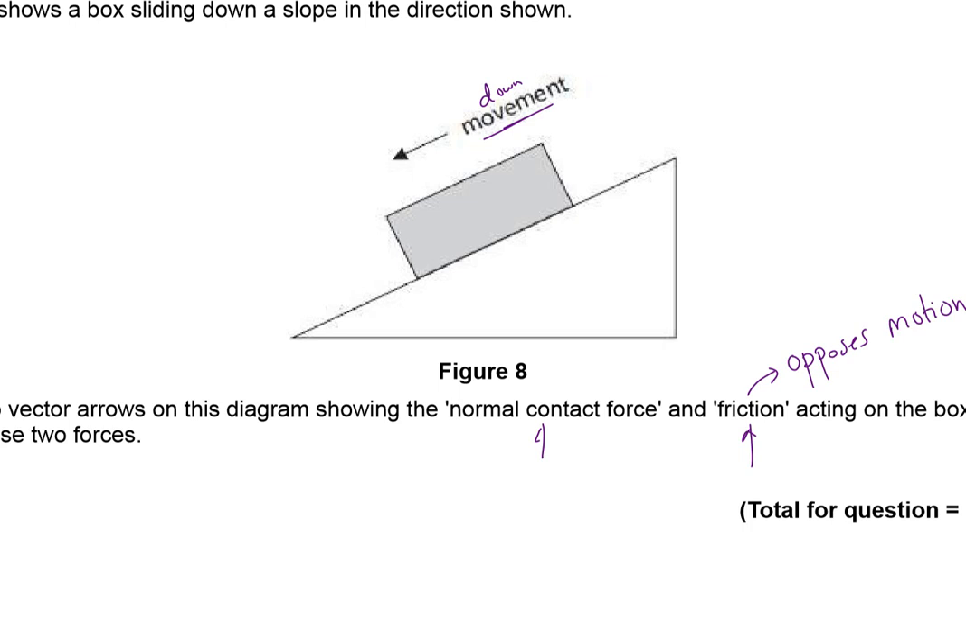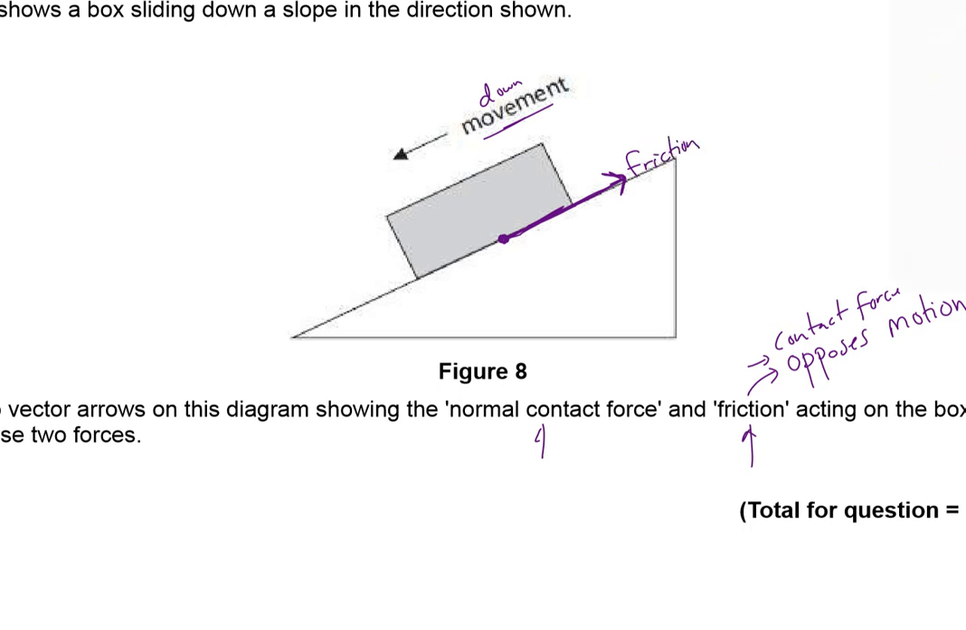Friction opposes motion, and it is a contact force. It means they need to have contact. So I'll start from the middle point here, and friction will be here. This is friction. Again, for those who got this wrong, it needs to be on the surface.